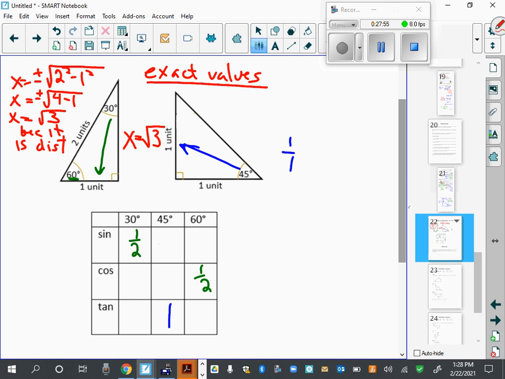Okay, so instead of putting 1.73 or whatever it is, we just put radical 3. So now, if I have this side, I can do the cos of 30, which is radical 3 over 2. What's the sine of 60? Radical 3 over 2. You can see those are exactly the same.